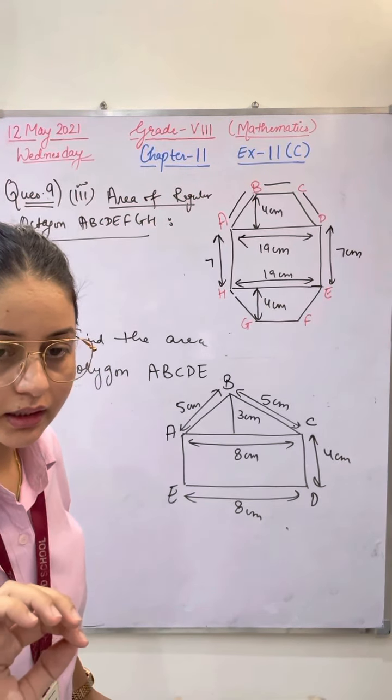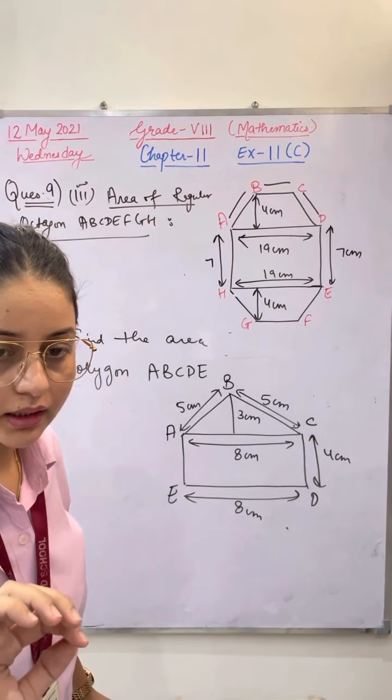Ma'am, it can be in 2 parts, rectangle and triangle. Very good. 2 parts. One is this rectangle and one is this triangle. Everyone quickly solve this question. Please mute yourself. Tell me the answer of this question. Take out the area of this triangle and the area of this rectangle and add both the areas. Chaitanya, Dharya, very good.